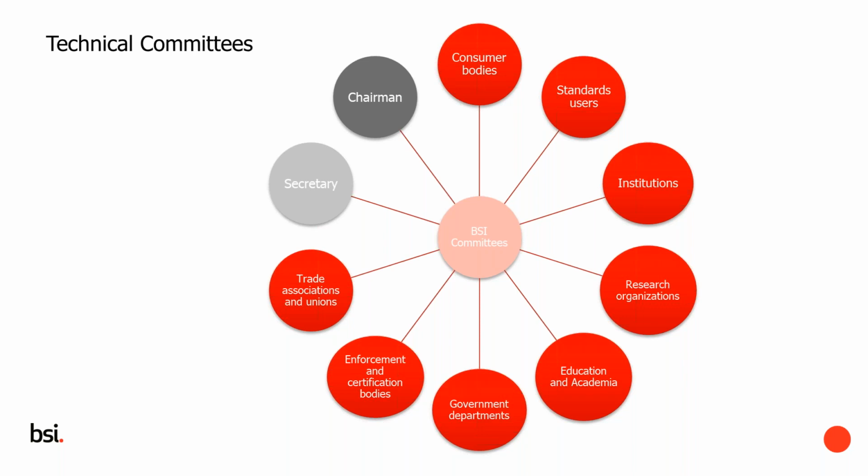A chairman is an industry expert who is independent and facilitates the other industry experts to develop a consensus of what good looks like. Typical representatives on technical committees, and I'm going to use the word representatives there to demonstrate that they should be representative of stakeholder groups, not individual interests. So we'd have consumer bodies, standards users, professional institutions or research organizations, trade associations and unions, education and academia. We have a lot of engagement from government departments, of course, and we would also have enforcement and certification bodies in there too.